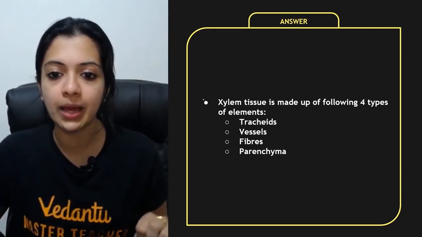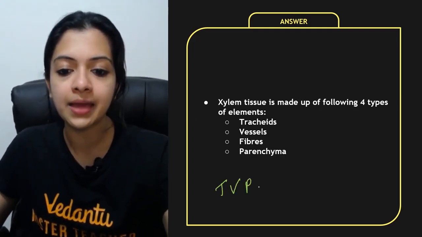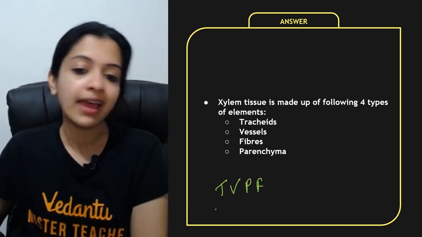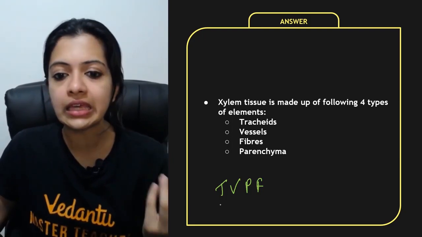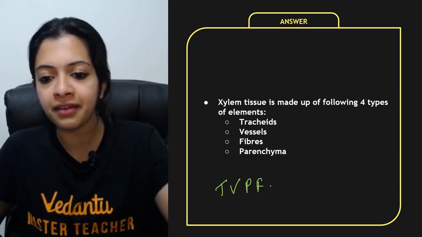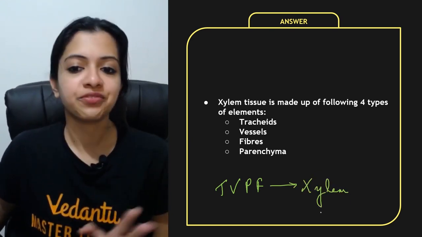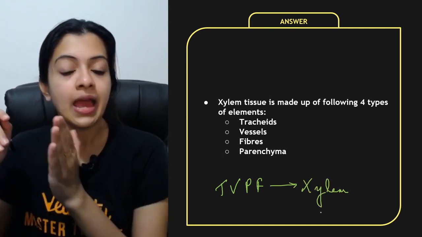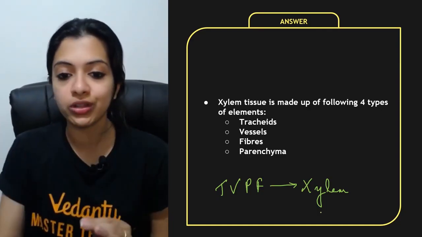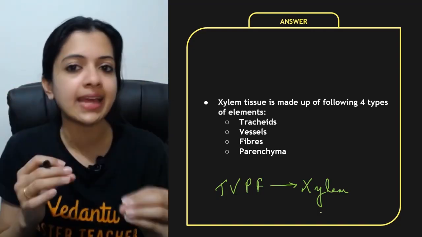Xylem tissue is made up of 4 types of elements, which are tracheids, vessels, parenchyma, and fibers, or fibers and parenchyma. I prefer to keep it TVPF. You can think of any mnemonic that comes to your mind, but it is TVPF, standing for xylem. These are the different xylem elements: tracheids, vessels, xylem parenchyma and xylem fibers. Children, it's very important for you to know the difference between these. You just need to know the names of them and a basic idea about what they do.